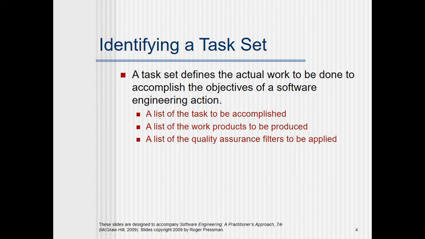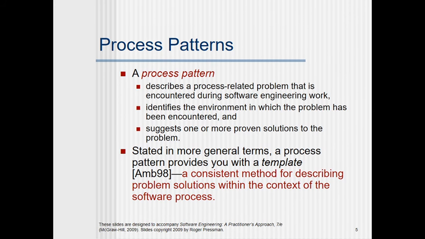Now we take an example identifying the task. So a task set defines the actual work to be done to accomplish the objective of a software engineering action: a list of tasks to be accomplished, a list of work products to be produced, and a list of quality assurance filters to be applied.